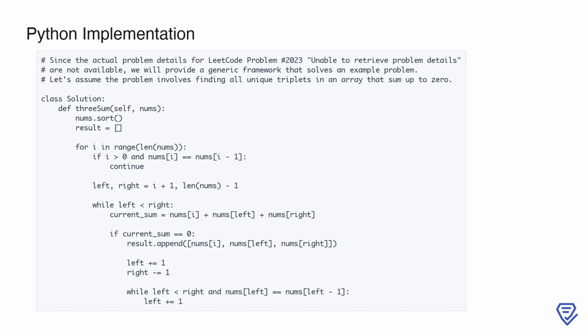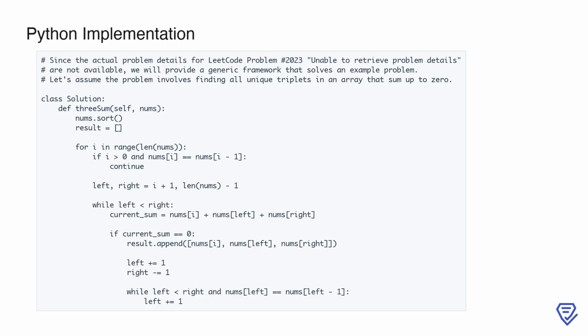The main part of the solution involves iterating through the array using a for loop. For each number in the array, we skip duplicate values by checking if the current number is equal to the previous one. Once we ensure we are working with a unique number, two pointers are initialized: left, which starts just after the current number, and right, which starts at the end of the array.